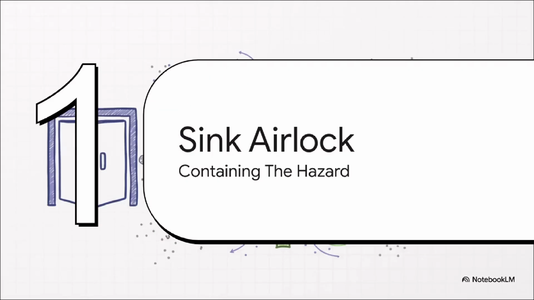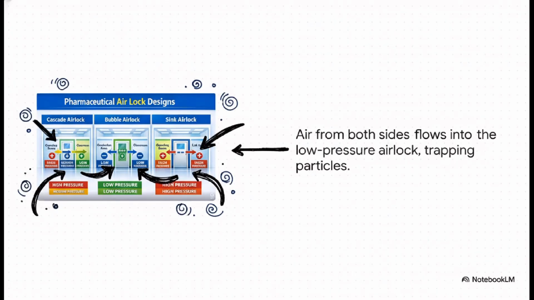And that brings us to our final design, the sink airlock. Now this one flips the whole script. Its job isn't to keep things out, but to trap something dangerous and keep it in. So here, the pressure logic is the complete opposite of the bubble. The airlock in the middle actually has the lowest pressure. It acts like a drain or a sink. Just notice how the arrows show air from both the gowning room and the lab area rushing inward.